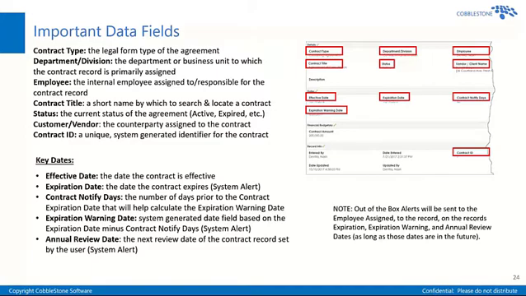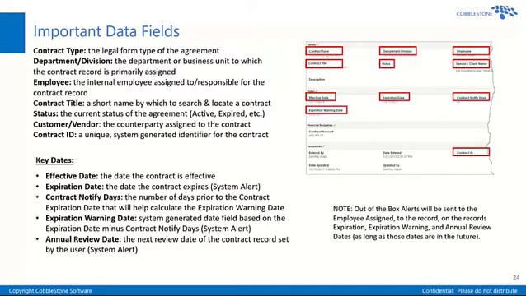The employee, who's the internal employee assigned to or responsible for this record? I tend to refer to this as the employee owner. So if you hear me talking about the owner of a record, I really mean the employee. Contract title. Some organizations do choose to not use this, but out of the box, it is required. I really like it. It's just a short, simple name to help us search for and locate a given contract.